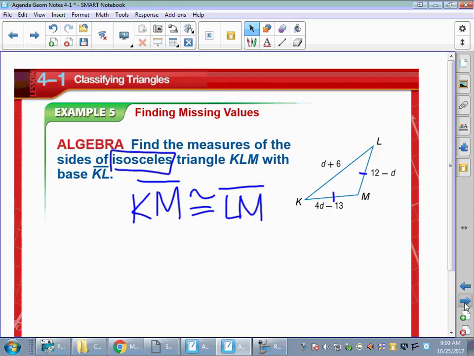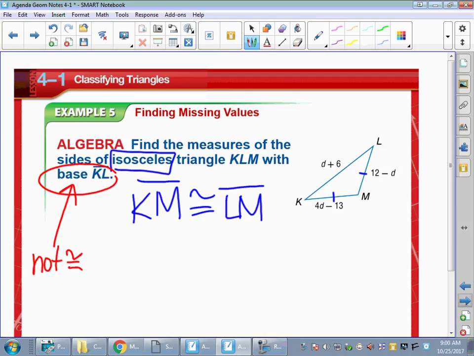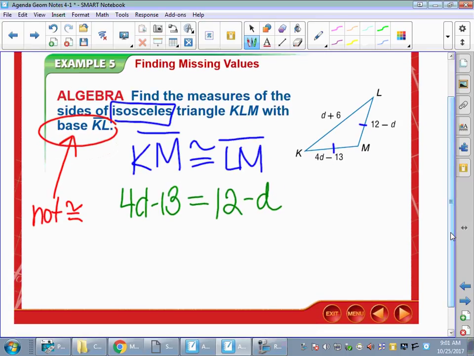KM and LM are congruent. It's because the base is KL. So base KL is not congruent. Once we've got that worked out, that D plus 6 on the diagram is really not helping us because it's not equal to anything else. So if we know that KM is congruent to LM, I've made that geometric statement, which we would probably do in a proof or something if we had one. Now we can substitute our values. So KM is 4D minus 13. LM is 12 minus D. We can solve that equation pretty easily. Take a minute, I'll take a minute, and then let's compare answers when we get that finished.